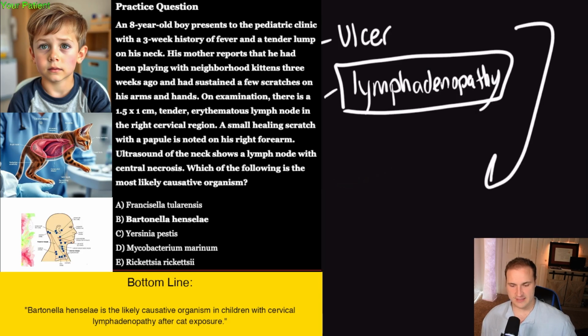By the way, let me know if you guys like this layout. I did this because the feedback was you'd like to have the question in the middle.